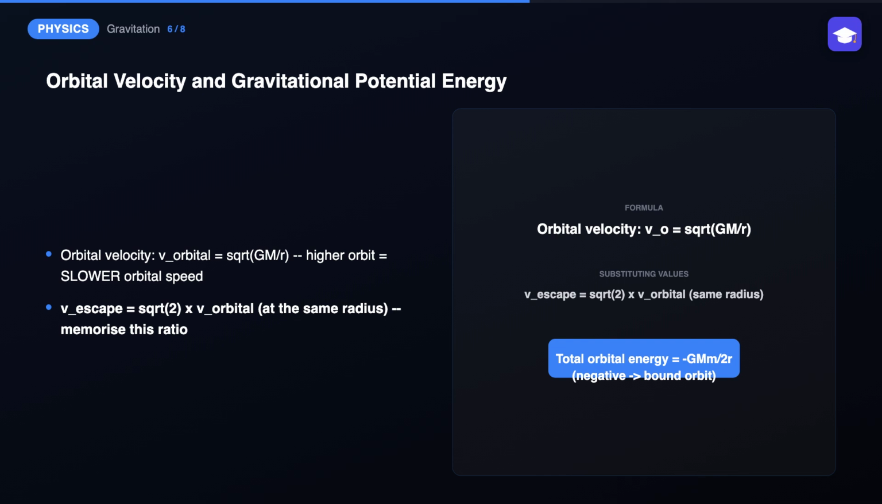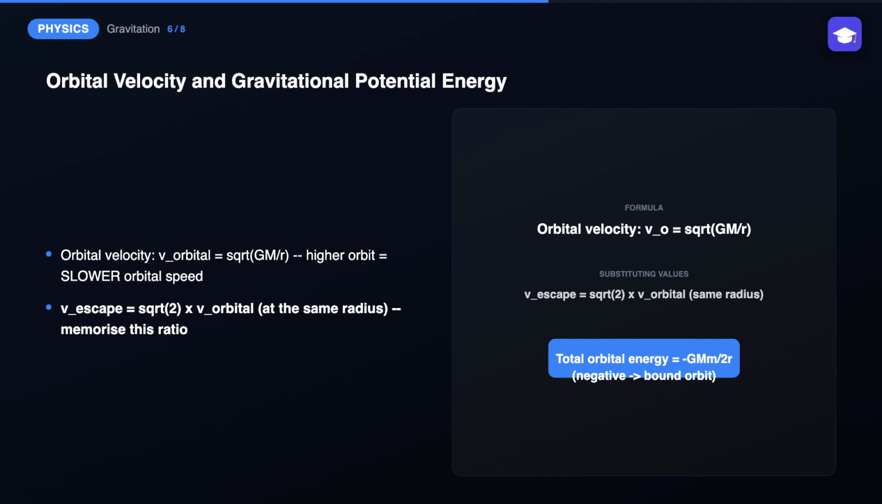Comparing this directly to escape velocity, v escape equals the square root of 2 times v orbital. Escape velocity is always exactly root 2 times the corresponding orbital velocity at that identical radius. A clean, elegant, frequently tested relationship worth memorizing directly as a ready shortcut.